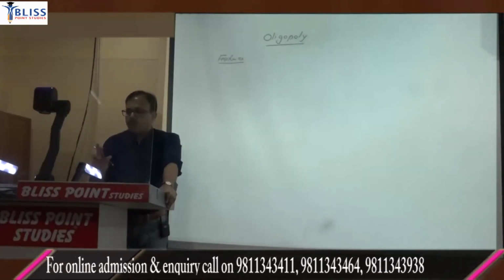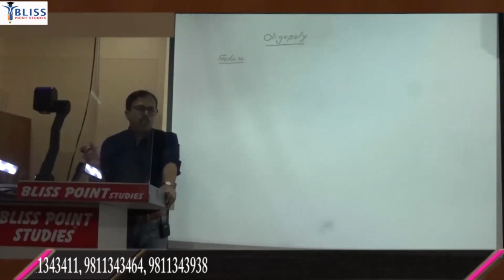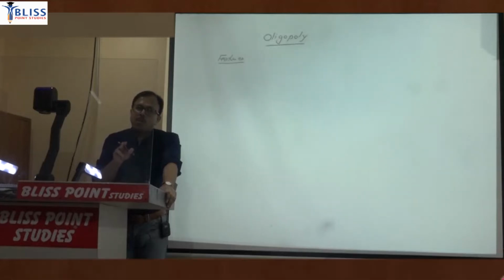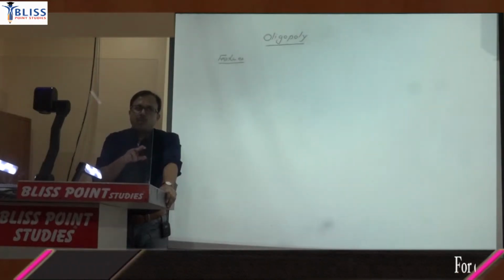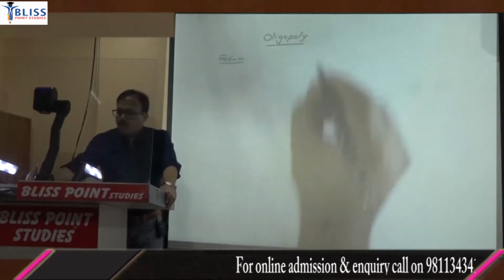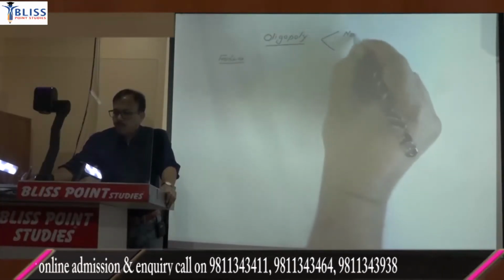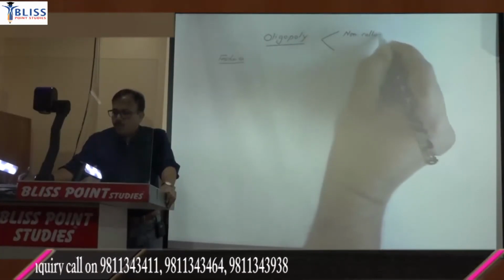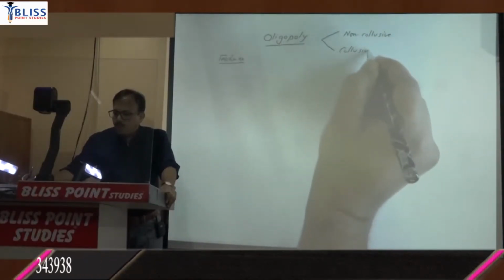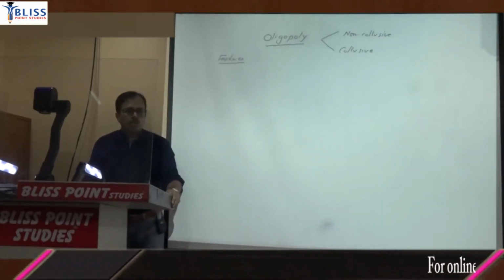So oligopoly is basically divided into two parts here. One is collusive oligopoly, the other is non-collusive oligopoly. In collusive oligopoly, firms are not competing. In non-collusive oligopoly, they are competing with each other. So we are dividing oligopoly into two parts, non-collusive and collusive. These are two different chapters in some syllabi: non-collusive oligopoly and collusive oligopoly.